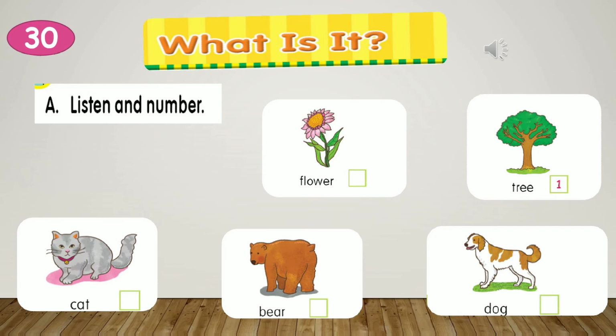Number 1. Tree. It's a tree. Number 2. Cat. It's a cat. Number 3. Bear. It's a bear. Number 4. Dog. It's a dog. Number 5. Flower. It's a flower.